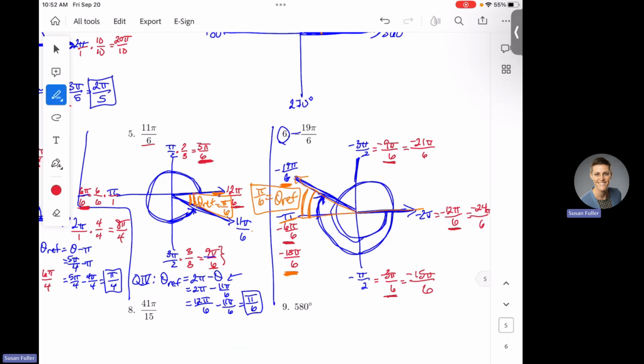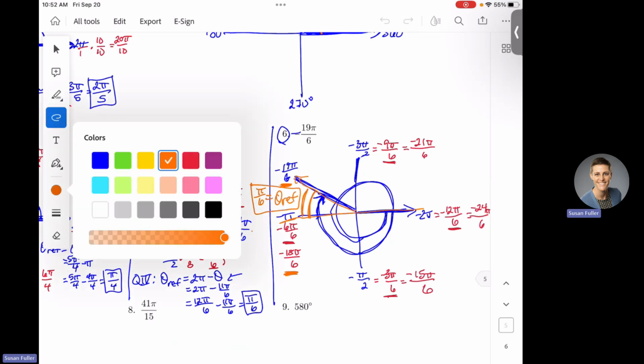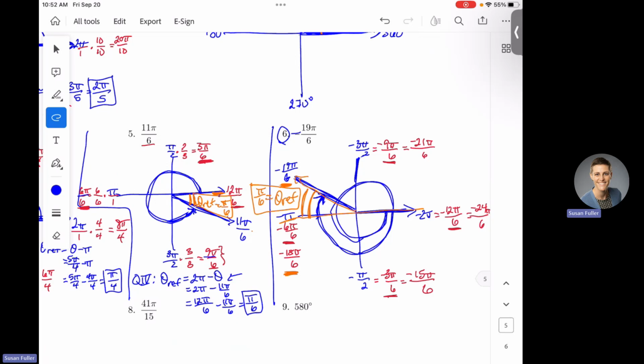Okay, now, what if your brain is not very graphic and not very visual, and you think, Susan, I need to know how to do this with my formulas from class? Well, I kind of tried to warn you, those formulas were only good for positively rotating angles in standard position. So what we're going to have to do here is find a coterminal angle to negative 19 pi over 6 that is in one rotation of the circle. So basically we're going to find the first positive coterminal angle.